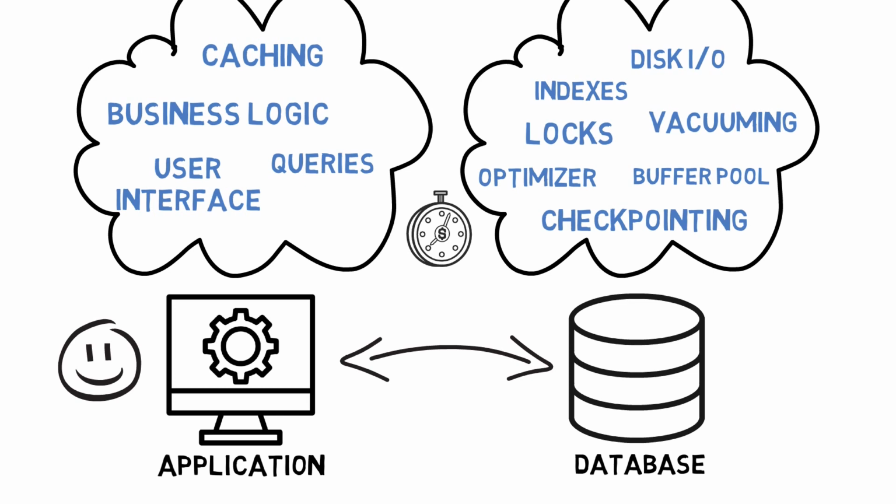The performance of the application depends on that of the database, and the performance of the database ultimately depends on what queries the application is issuing. Therefore, we need to consider the behavior of both systems when we address performance problems.